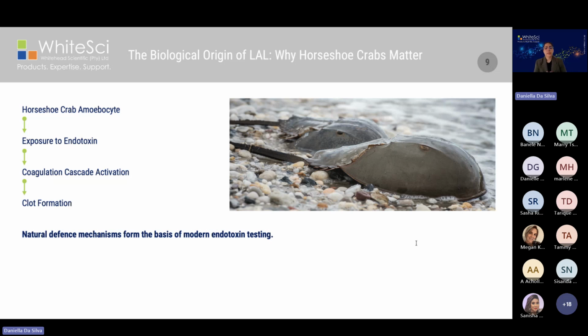What makes this system particularly remarkable is its sensitivity. Even extremely low concentrations of endotoxin can trigger the cascade, making it one of the most sensitive biological detection systems that we have available. This biological amplification is what forms the foundation of traditional endotoxin testing.